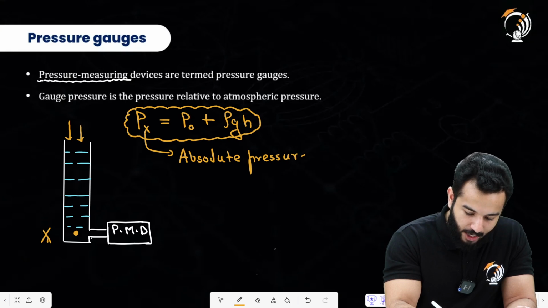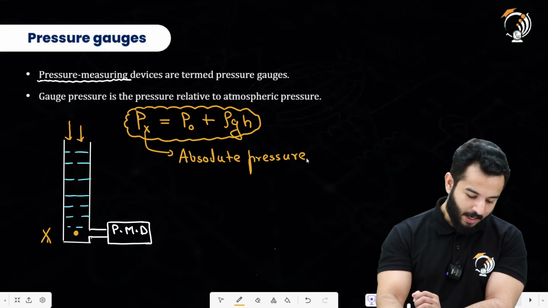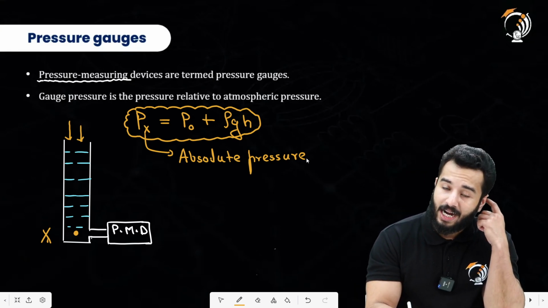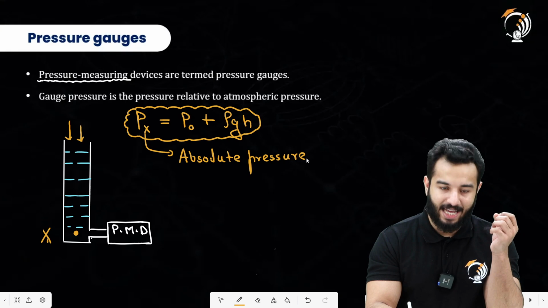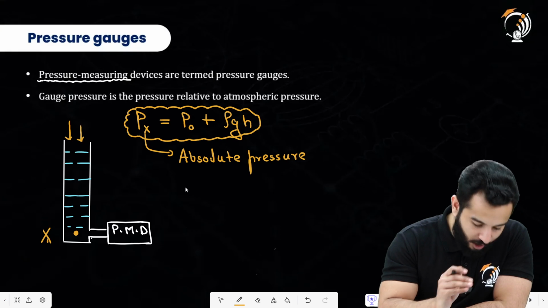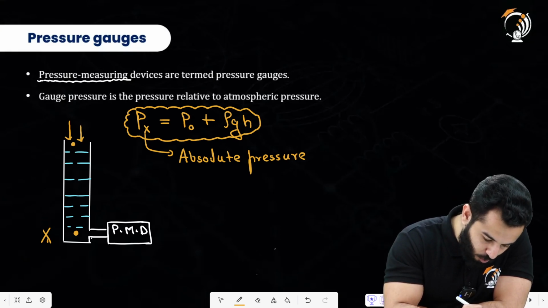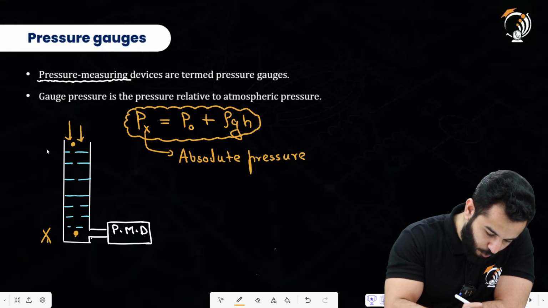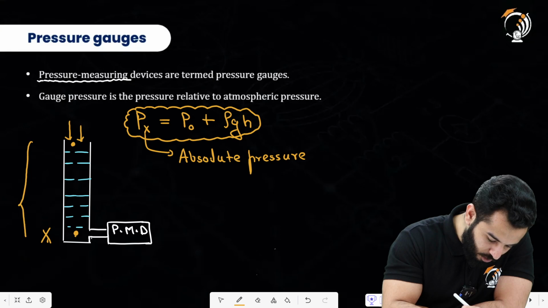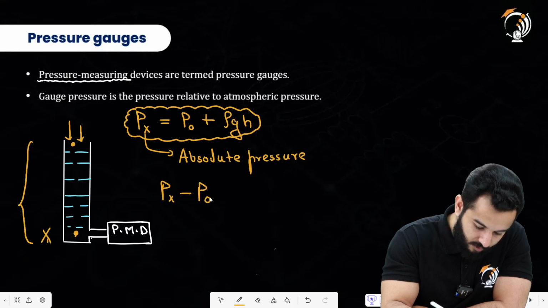This is the correct value of pressure, because we know that atmosphere is also applying pressure, and because of this fluid, the height of this fluid, let's say it is h, we also get a pressure. But if I just want to know the pressure difference between this point and this point, that would be just because of this height, that will be Px minus P naught, isn't it?